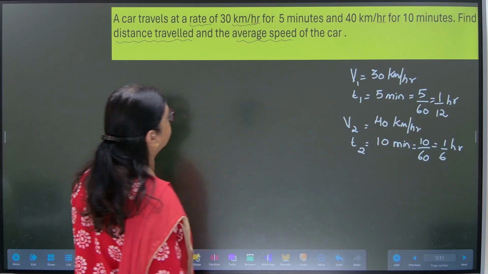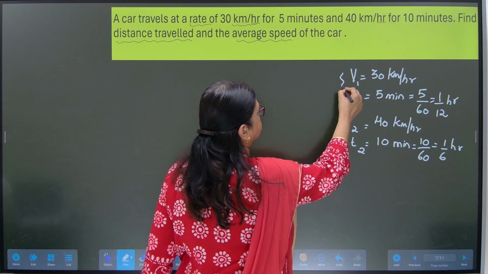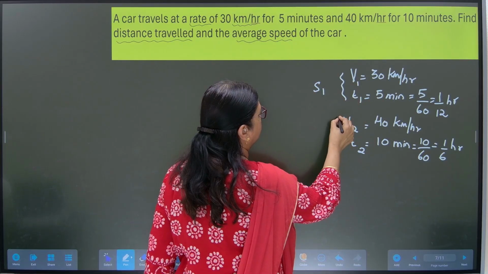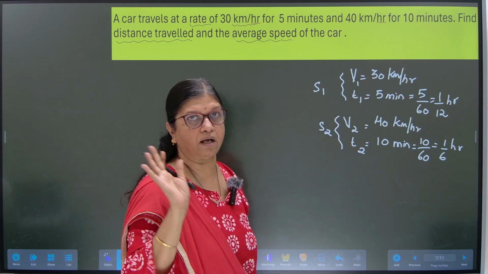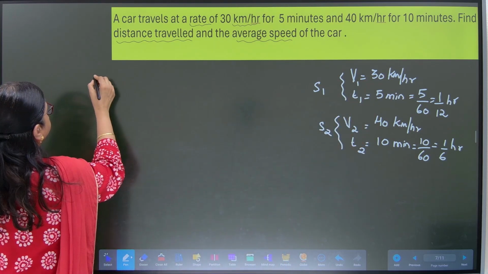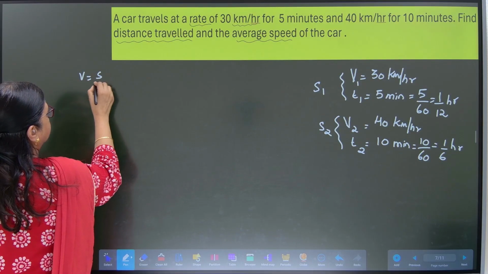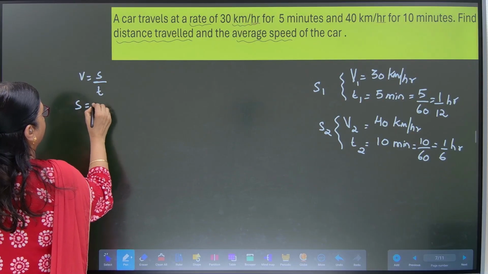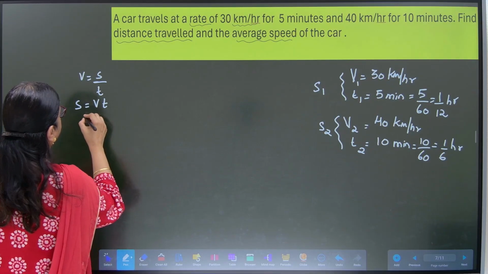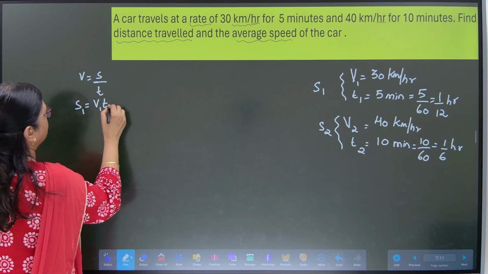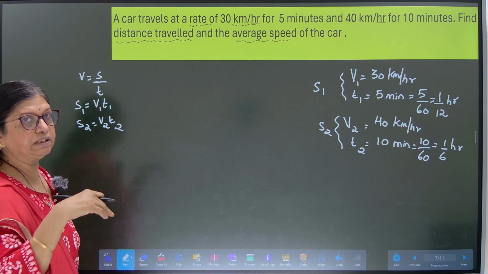Now let us go to what is asked. Asked is distance traveled. So from here I will get a distance S1 and from here I will get a distance S2, traveled at different occasions by the car. Okay, so what is S1? What is the formula of a speed? We can write it as V is equal to distance upon time. So distance is equal to V into time. Now here I have two occasions. So I can write S1 is equal to V1 T1 and S2 is equal to V2 T2. Correct?